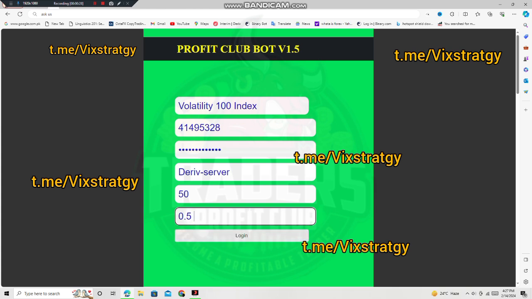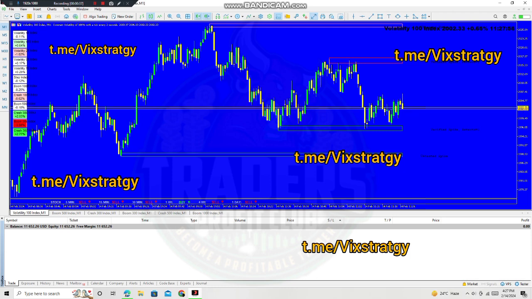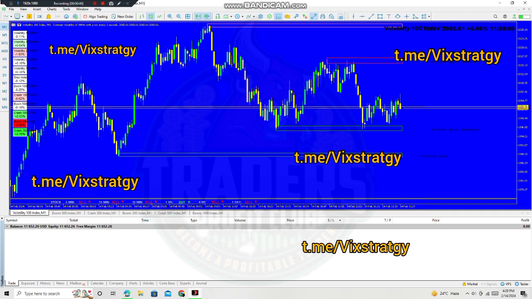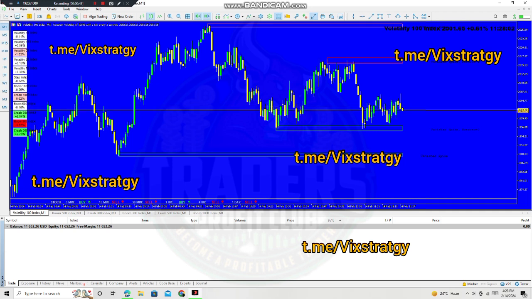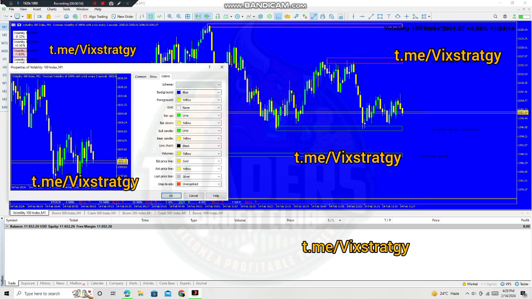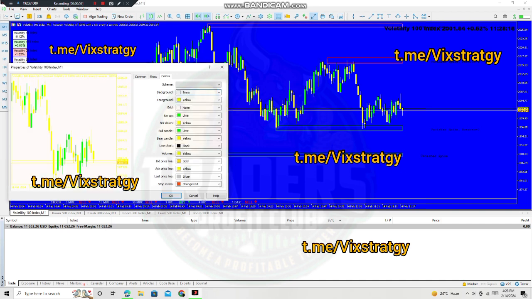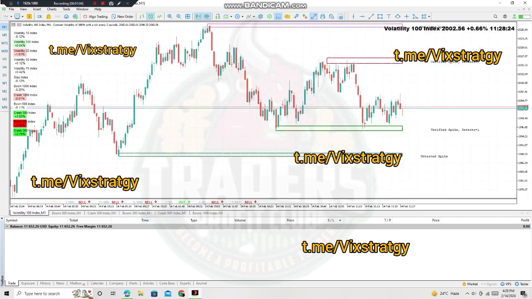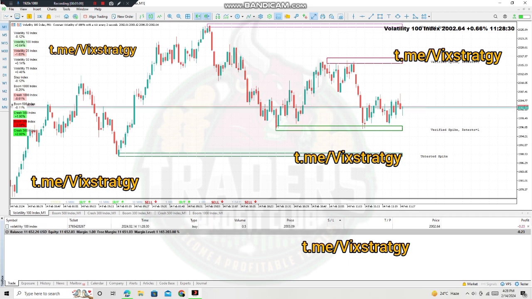Now we're going to give the input settings. Look here. Today we're going to trade VIX 100 index with 50 trades, 0.5 lot size. Here you guys can see. Keep an eye on the bot, how the bot actually works, how it analyzes the market and takes the trades. So each and everything is in front of you.